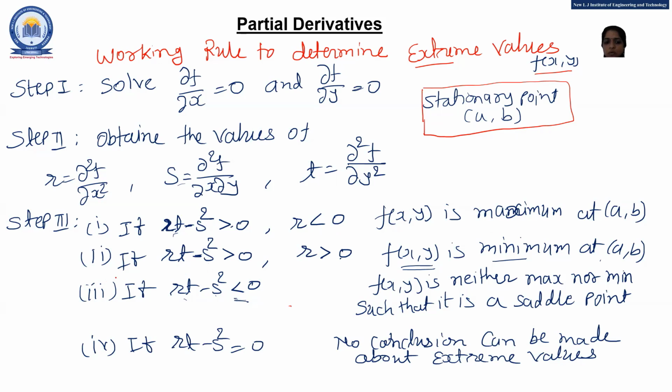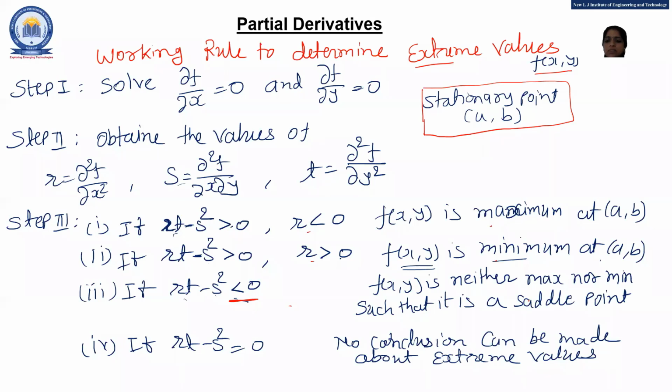Second rule, if RT minus S square is positive but R is also positive, at that time the function is minimum. See, the function is maximum or minimum when our RT minus S square is positive. If R is negative, the function is maximum. If R is positive, the function is minimum.